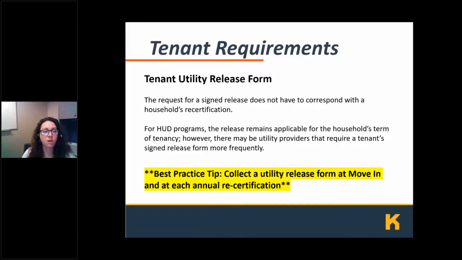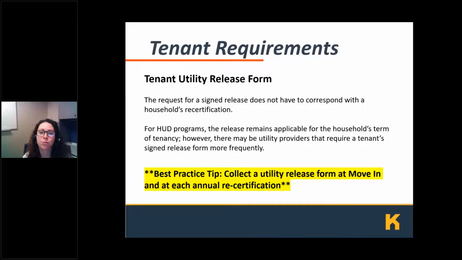All right, so the request for a signed release doesn't have to correspond with your household's recertification. You can ask for this release to be signed at any point throughout the year. For HUD programs, once you have a signed release, it does remain applicable for the household's term of tenancy. However, there may be providers that require a tenant's signed release more frequently. So when you're requesting information, maybe you obtained a release from your tenant a couple of years ago, and now it's time to do your baseline. You send that in, and the utility provider says, this doesn't look current. They may require an updated copy.